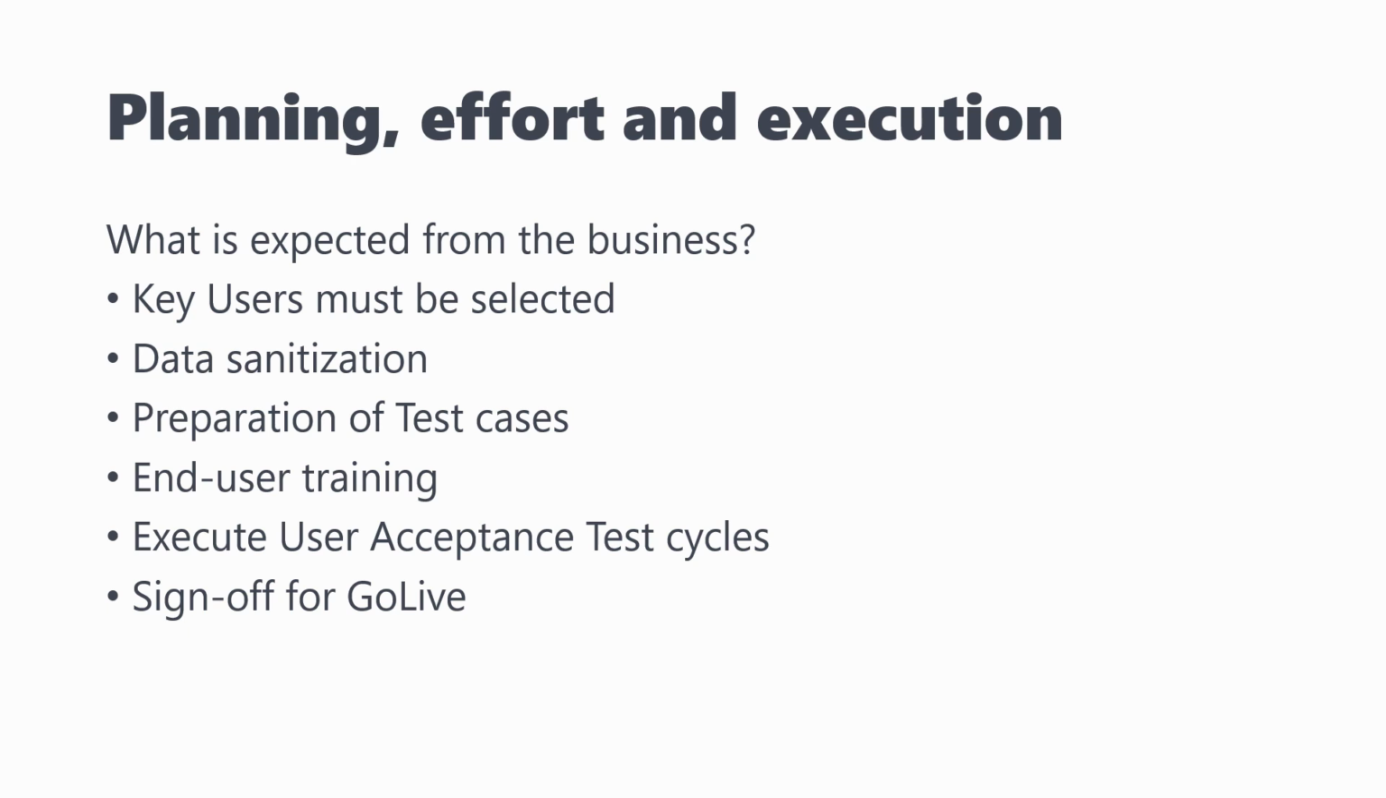So what is expected from the business? First, we have to select the key users who are going to assist us. They have to start data sanitization, get rid of everything that we don't need, and start preparing the test cases. At a later point, once the upgrade is done, we have to do the end user training, and then we have to execute the UAT test cycles to be able to sign off the system and get ready for the go live.